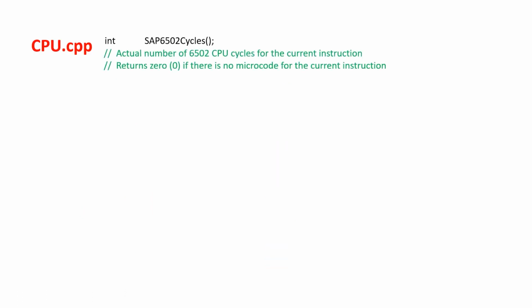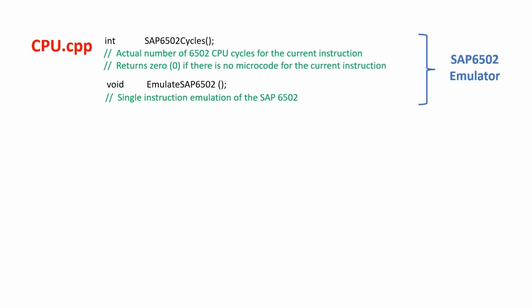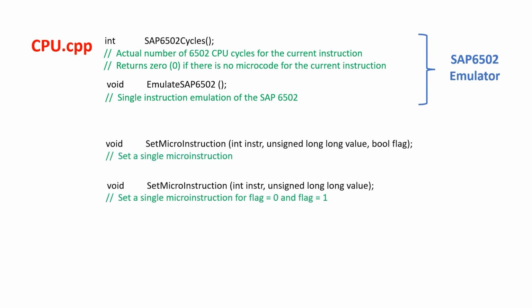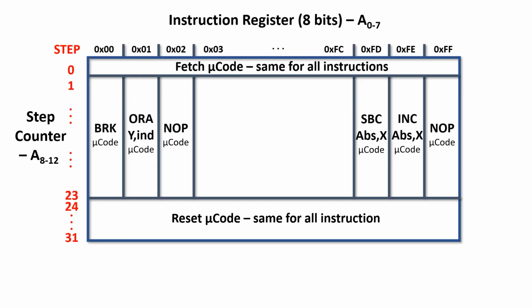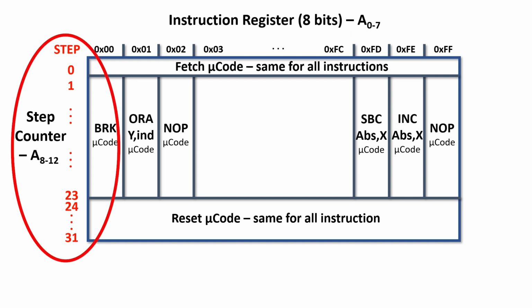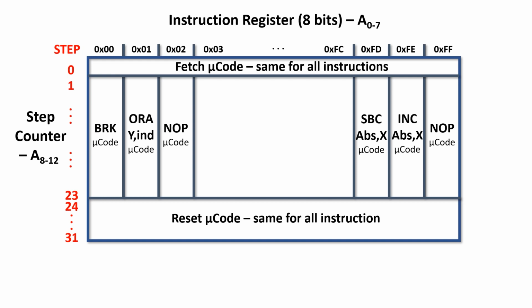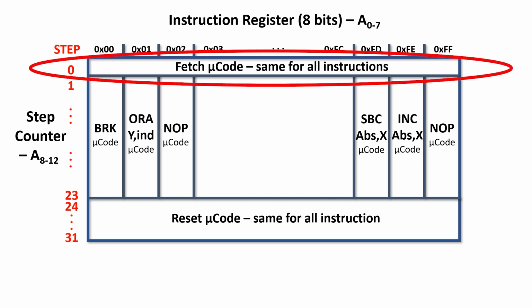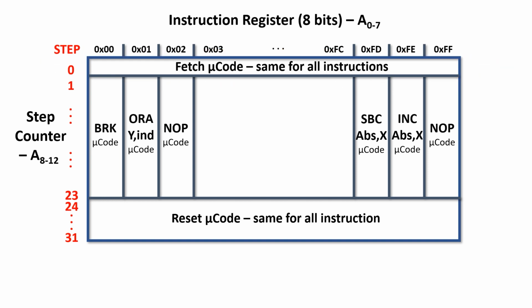In the last video, we started working on SAP6502 cycles and Emulate 6502, which are the basis for the emulator. Now I'm going to start work on set micro instruction. You might be wondering why I have 2 function calls that are overloaded. Let's have a quick look at the layout for the memory in the microcode. You can think of this as being a 2-dimensional array, where the x-axis is the instruction and the y-axis is the step count. Step 0 is the fetch microcode, which is the same for all instructions.